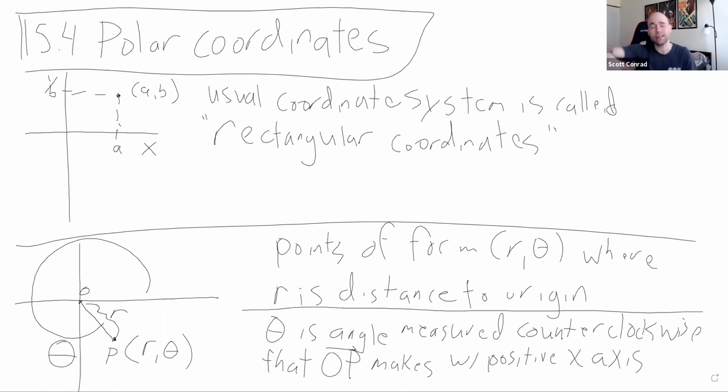So instead of how far along the x-axis, how far along the y-axis, using those to describe our point, the first coordinate is going to be how far from the origin. The second is the angle measured counterclockwise with the positive x-axis. So hopefully you remember this. I believe we looked at this briefly in 141. We talked about parameterization and that kind of thing.